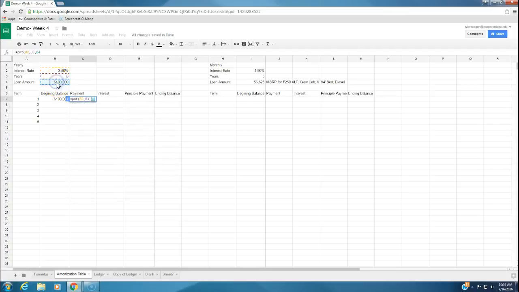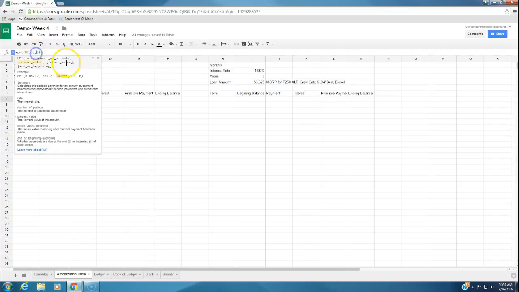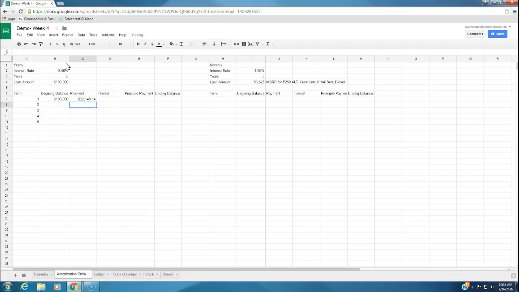So you can press the loan amount, close parenthesis, and it spits out a negative number where your payment is actually negative. We know this isn't actually true. So in order to make the payment positive, in front of the present value, you insert a minus sign to where it's actually the negative present value. And now you have a payment each year. This is the amount that you're going to pay per year, a payment of $22,148.14.